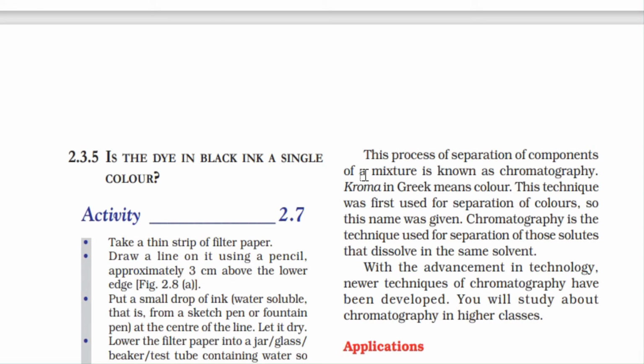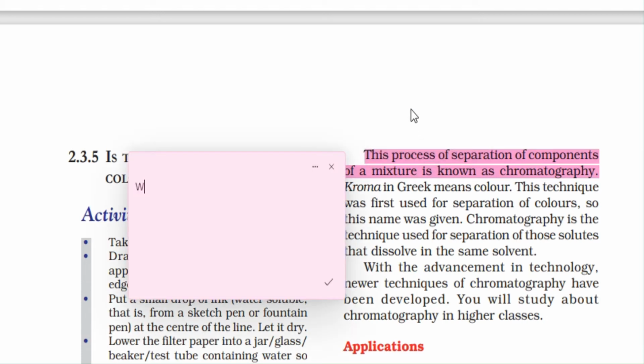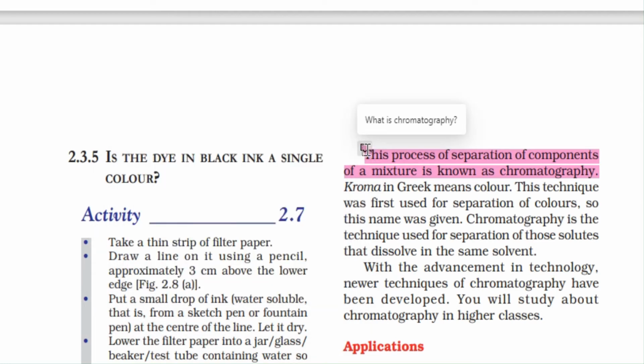This process of separation of the components of a color is called chromatography. In this way you can separate the colors of a dye. Chroma in Greek means color. This technique was first used for separation of colors, so the name chromatography was given, and it is the technique used for separation of those solutes that dissolve in the same solvent.